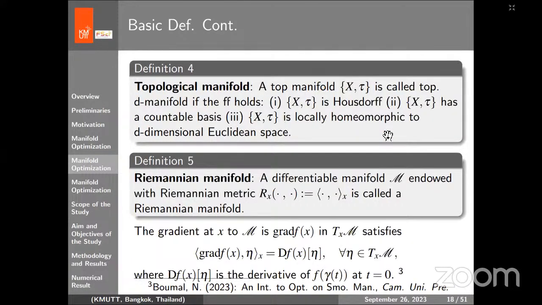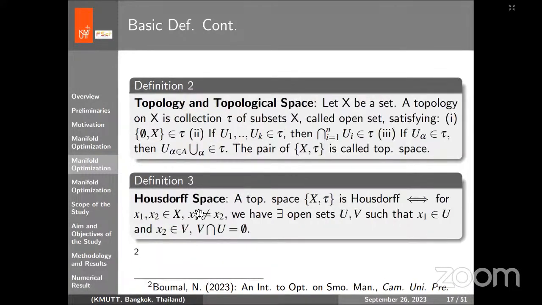Another important concept we require is what we call Hausdorff space. In a Hausdorff space, if you have two points X1 and X2, there exist open sets U and V such that X1 is in U and X2 is in V, and the intersection of U and V is empty. Then we have what we call a Hausdorff space.